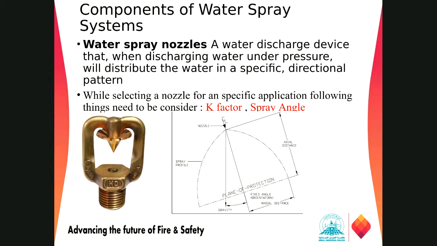There are two angles, right, Mr. Rabi? Yeah, we have radial distance and axial distance. Angle is only one. We have different angles based on different requirements, right?